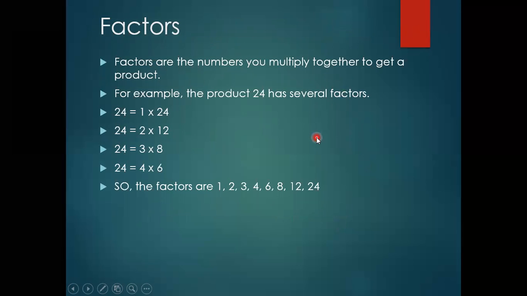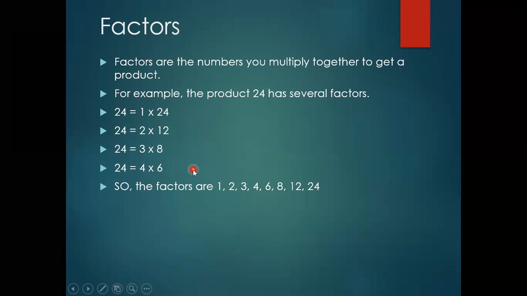Next is factors. What do factors mean? Factors are the numbers you multiply together to get a product. For example, the product 24 has several factors. How can we find them? First, we write the number 24 as a product of two numbers. So 24 we can write as 1 multiplied by 24. Another way is 2 multiplied by 12. Another way is 3 multiplied by 8. And another way is 4 multiplied by 6.